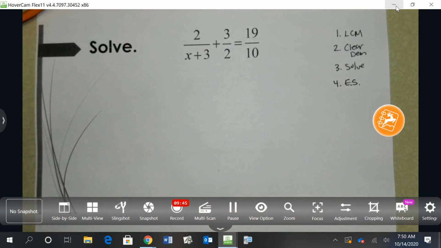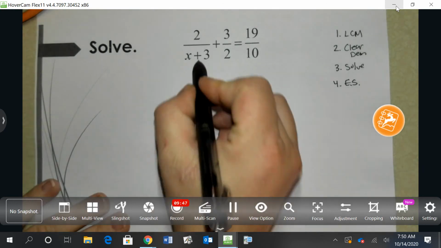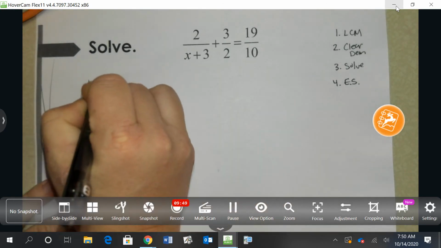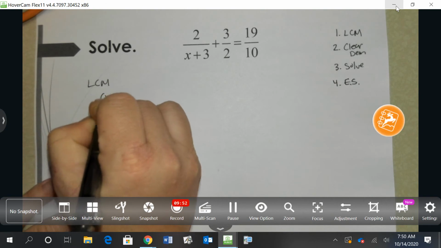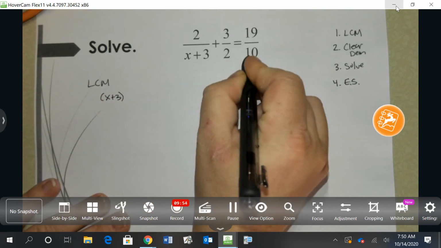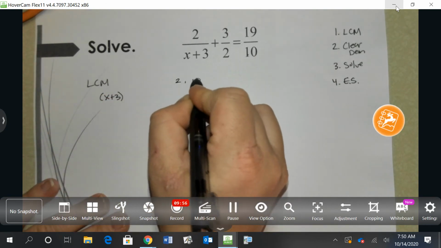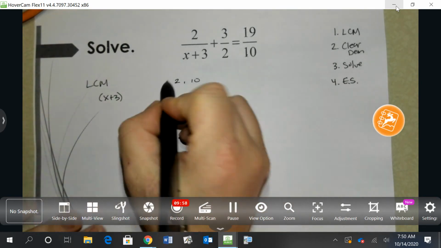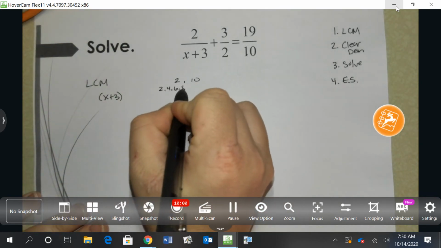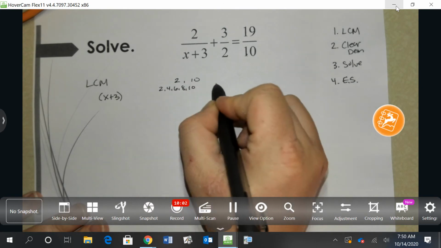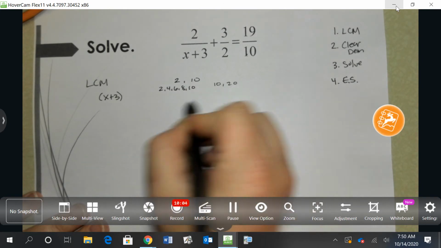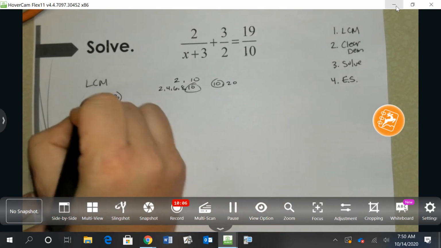Okay, so I'm going to start by finding the LCM, just like example number 1. So the LCM of this problem, I know I have an x plus 3, and I'm looking at 2 and 10. Now what is the LCM of 2 and 10? So 2, 4, 6, 8, 10. That's four multiples of 2, 10, 20. I can see the smallest number in both lists is 10.